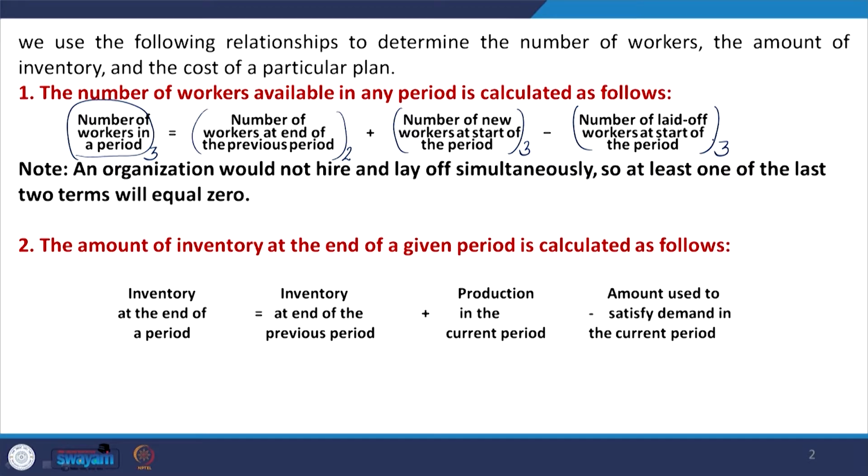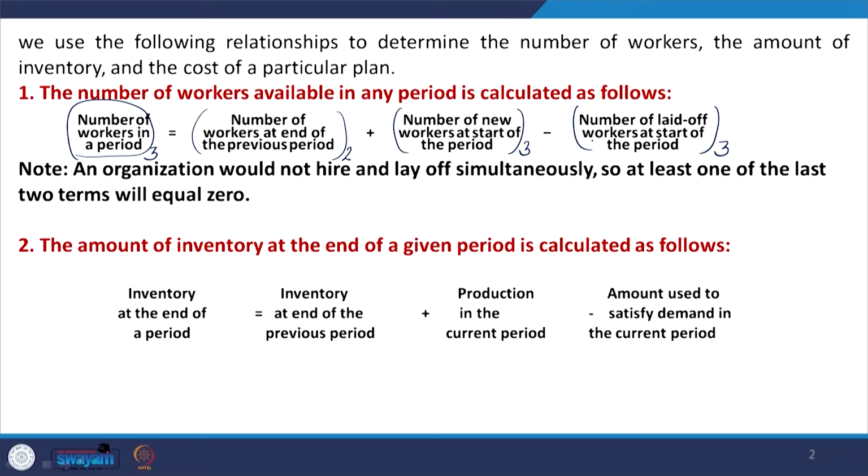We have already discussed that practically it is not possible that in a particular period you are hiring and laying off simultaneously; either you will hire or you will lay off. So out of the second and third terms, one term will always be 0. But to have a general understanding, we have used both these terms so that you can understand that hired workers are added and laid off workers are subtracted. So, it gives you the number of workers in a particular period.